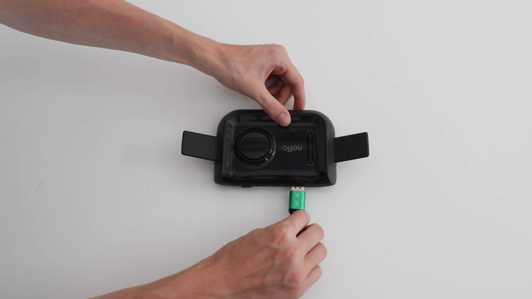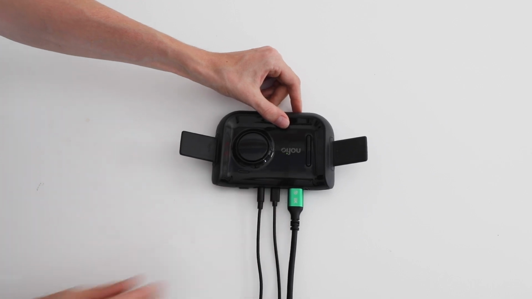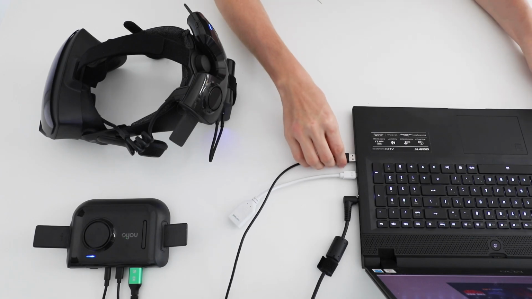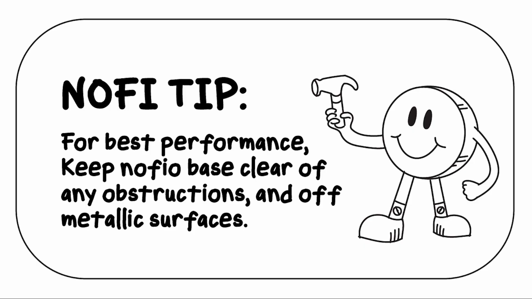Simply connect the display port cable, USB data cable, and index power cable to the base. Then connect the cables to their relevant ports on your PC. We recommend you keep your base as far away from obstructions as possible and avoid placing it on metallic surfaces.